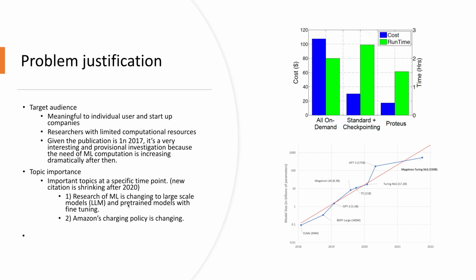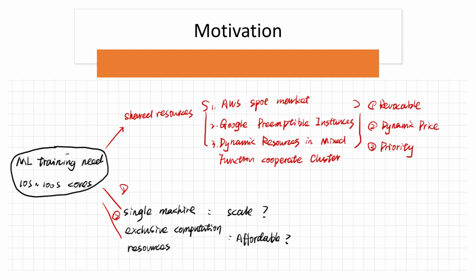So this reduces the computational demand dramatically, and there is no need to train on shared computational resources. From another aspect, Amazon's charging policy might be changing. If they do not take the bidding strategies, most of the investigations covered in this topic will not be applicable anymore.